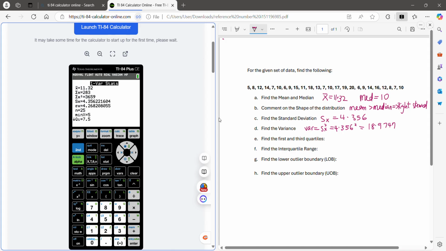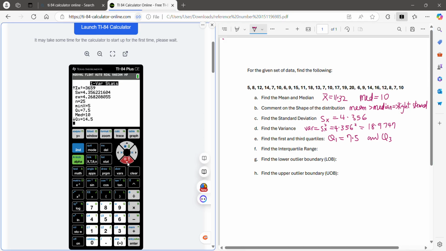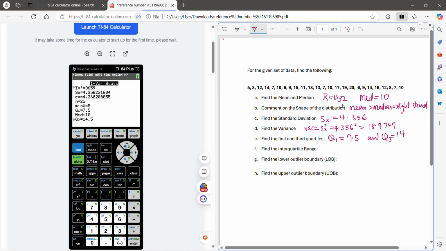The next question says find the first and the third quartiles. The first quartile is the same thing as Q1. And what is our Q1? We have our Q1 to be 7.5. This is the first quartile. And our Q3 is the third quartile, while the median is Q2. So the third quartile is 14.5.